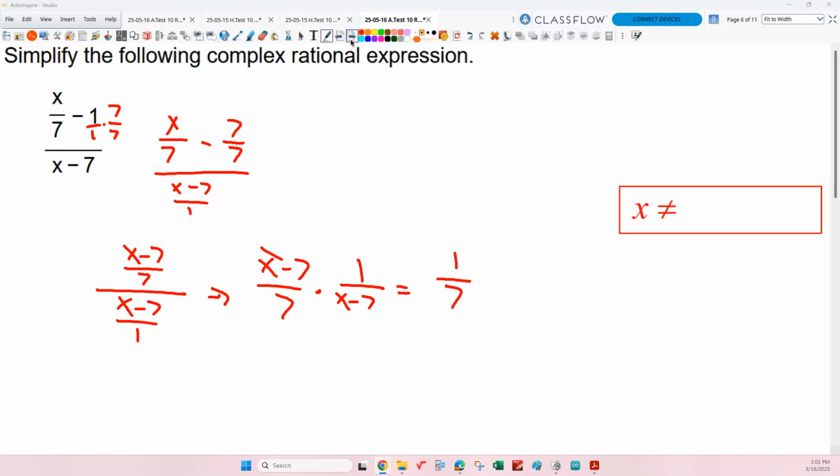Because these will cancel. We have to find the excluded value. So this is our denominator. So it's positive 7.